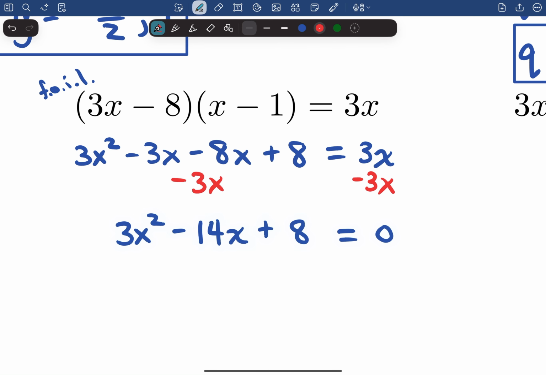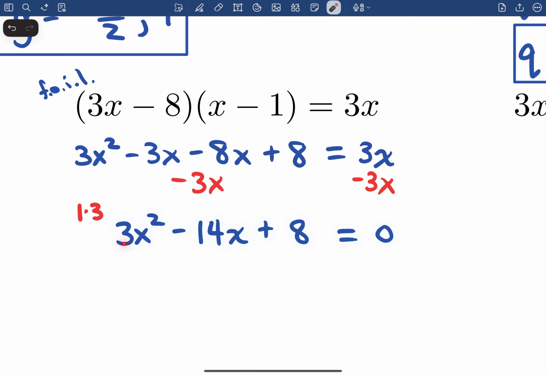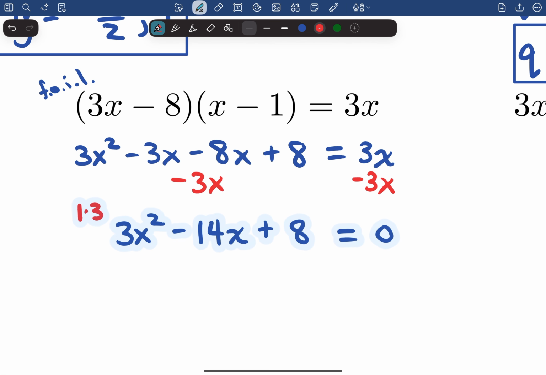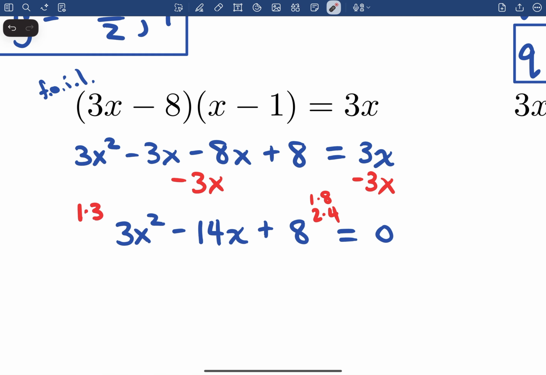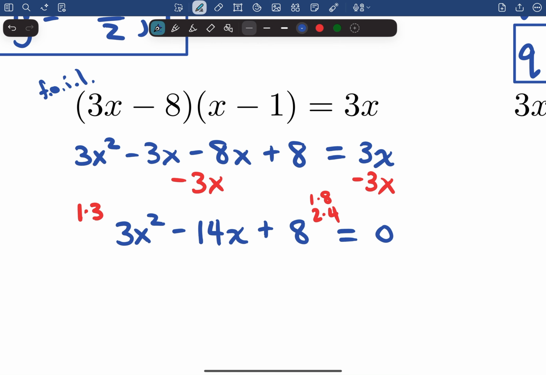Well, it doesn't have a GCF, so we immediately find the factors of the a value, right? So the a value is 3. I find its factors are 1 and 3. It's prime. And then I look at the c value, the constant, and I say, what are its factors? Well, 8 is 1 and 8, but it's also 2 and 4. Great. So these are the factors of the constant, the c value. All right, so now I'm going to do trial and error to see, can I combine these factors with one of these sets of factors to make negative 14x, right, for the outer and inner terms of FOILing. And so I will show you how to do that.